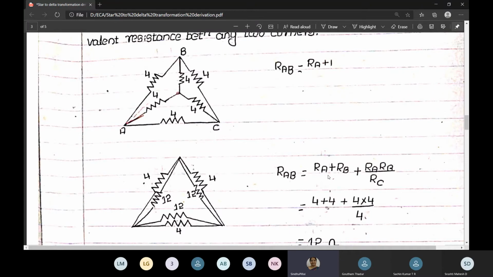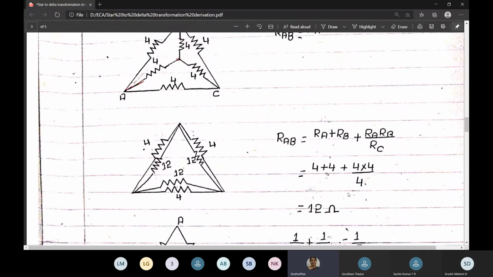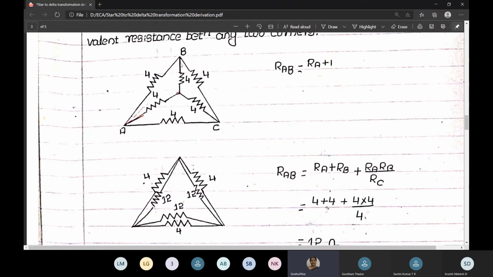So what is the RA? All the branches are of resistor 4 only. So 4 plus 4 plus 4 into 4 divided by 4. Getting it? So the first delta branch will be 12. 4 plus 4 plus 4 into 4 divided by 4 will get 12 ohms. So this star, this 4, 4, 4, is converted to delta here.